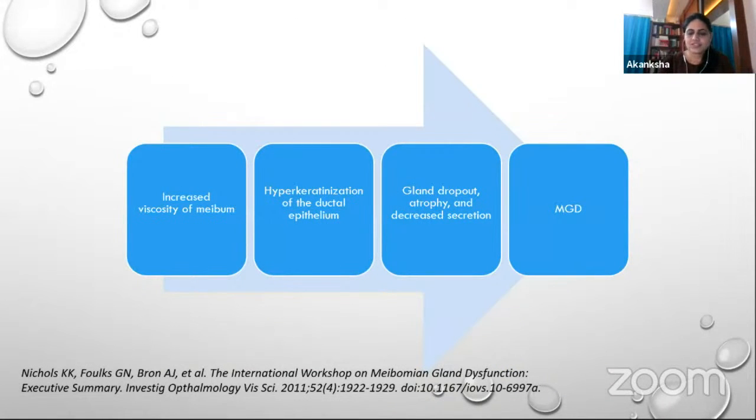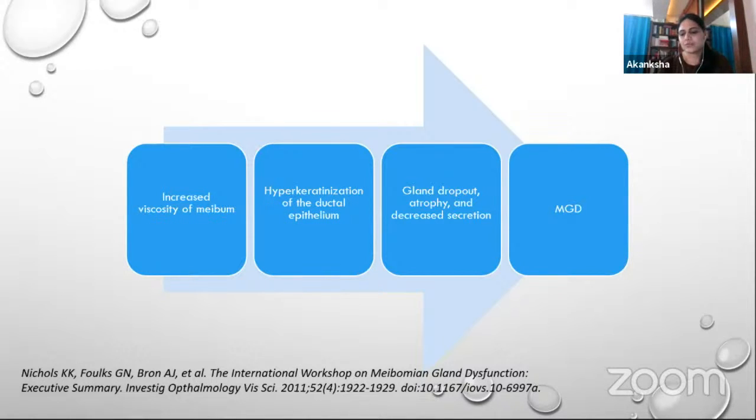So like I said, viscosity of the meibum increases. Viscosity is basically a measure of the resistance to outflow. So now when the viscosity increases, in simpler terms, you can understand that the resistance to flow of the meibum increases, and therefore there is more retention of the meibum. Hyperkeratinization of the ductal epithelium occurs, and this also causes terminal duct obstruction. And following this, when the meibum keeps getting collected in the ducts, it finally starts leading to gland dropouts, atrophy, as well as decreased secretion.